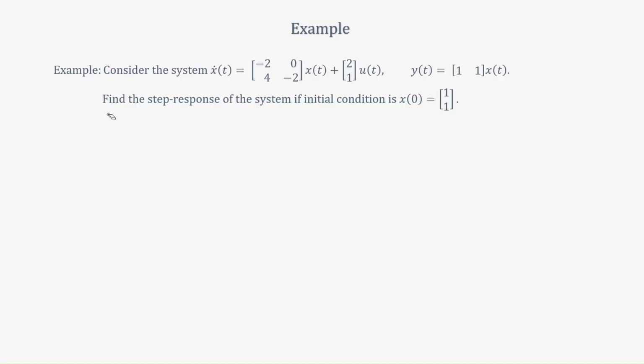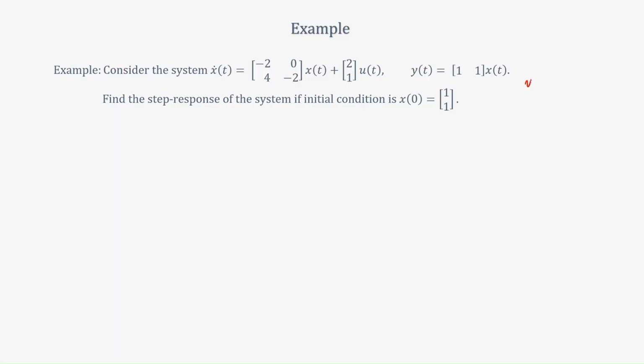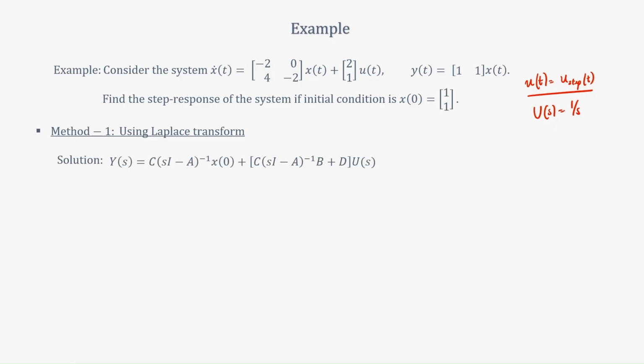So, let us look at this expression and try to find the solution. Whenever you have a question, you first have to understand what the question is. The question is, you have to find the step response of the system if the initial condition is 1 1. So, you know what the input is. What is the input here? The input u(t) is nothing but u step of t. You know that U(s) is nothing but 1 by s. Now let us try to find the solution for this. This method 1 is based on the Laplace transform.